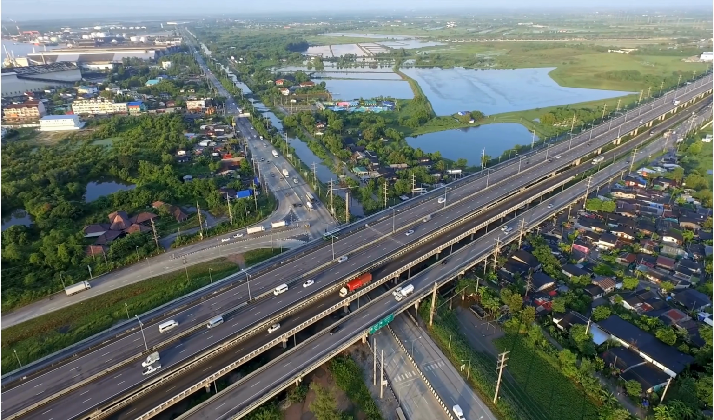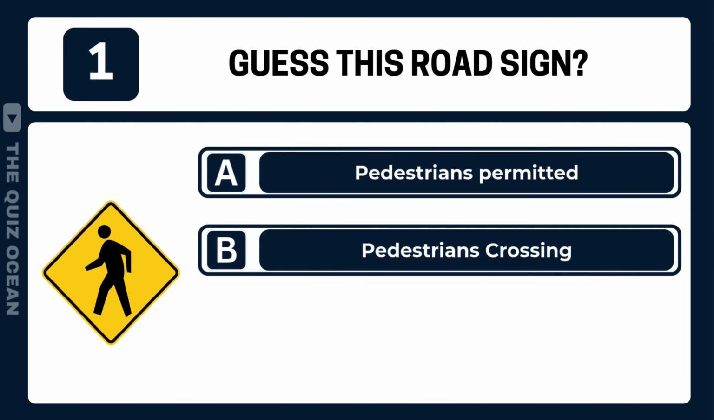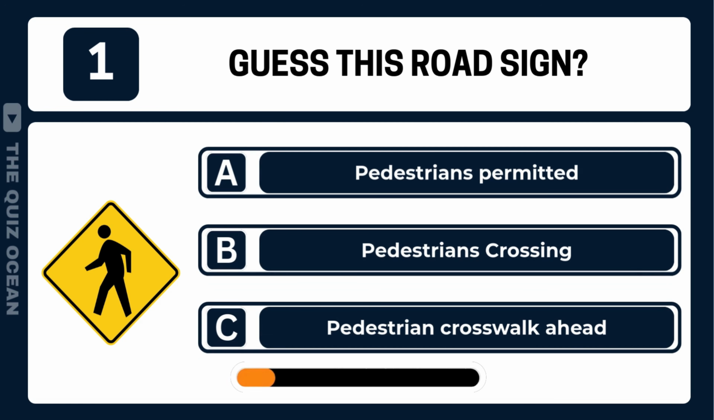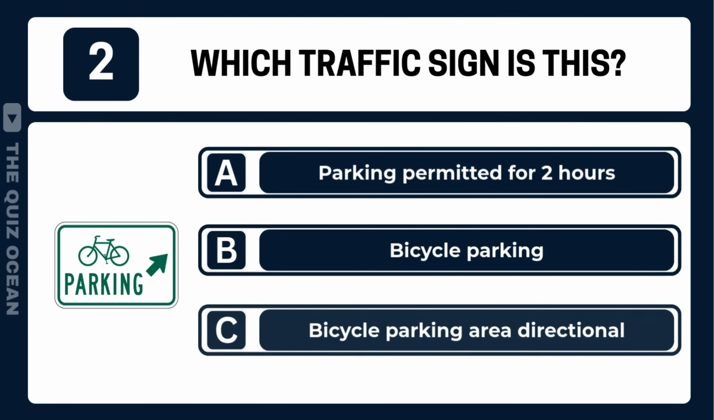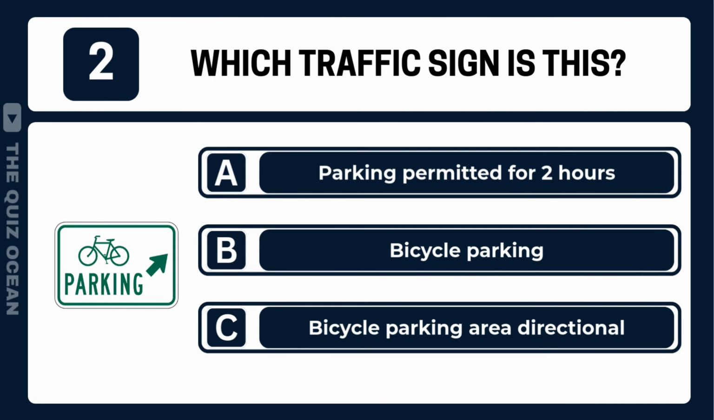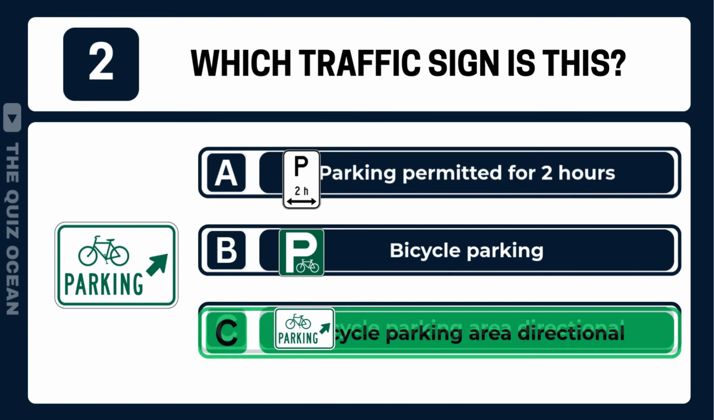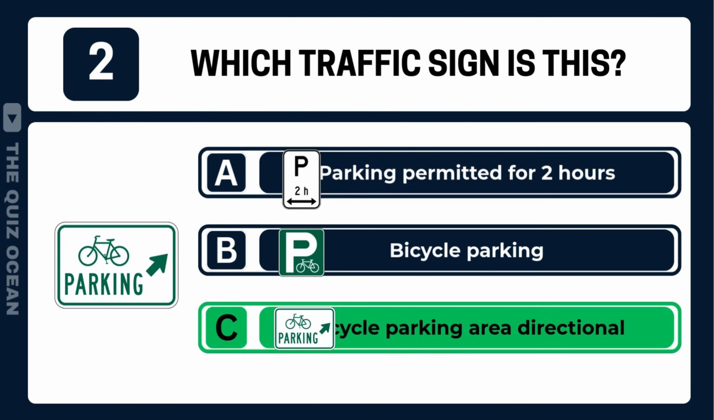Let's get started. Question 1. Guess this road sign. The answer is B. Pedestrians crossing. Question 2. Which traffic sign is this? The answer is C. Bicycle parking area directional.